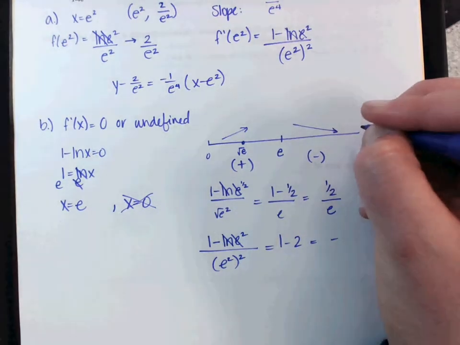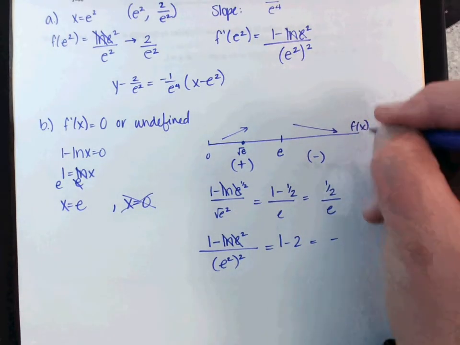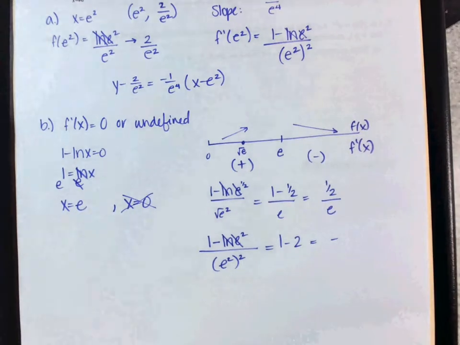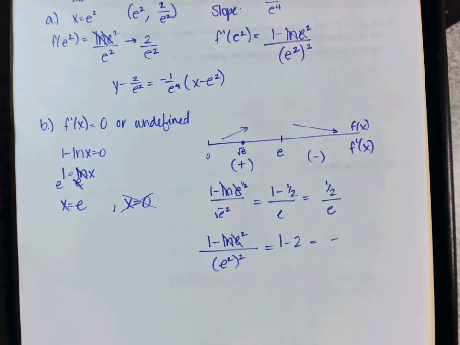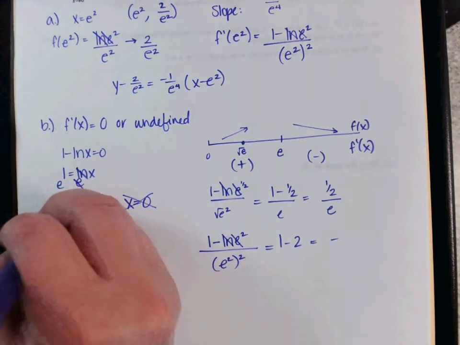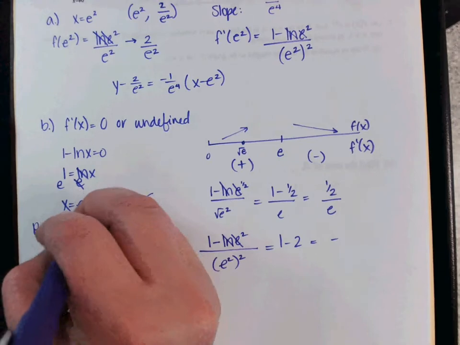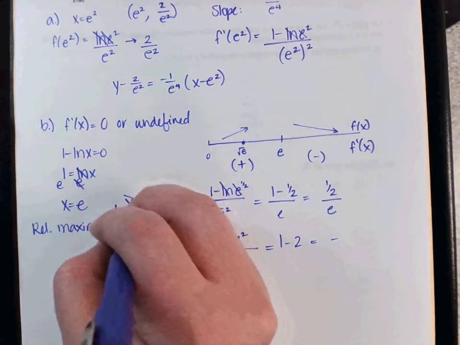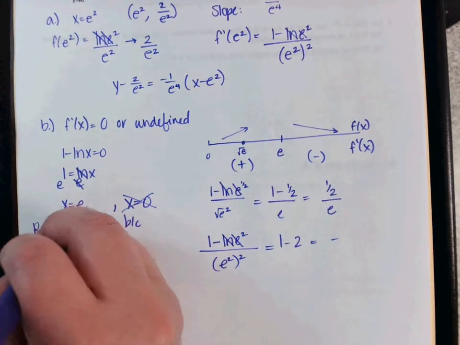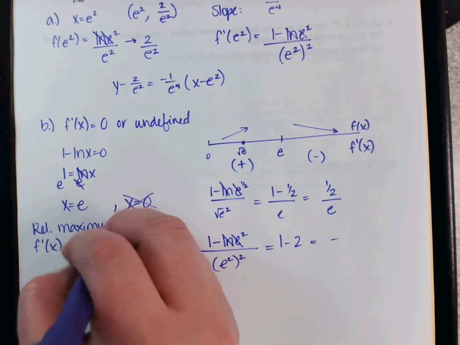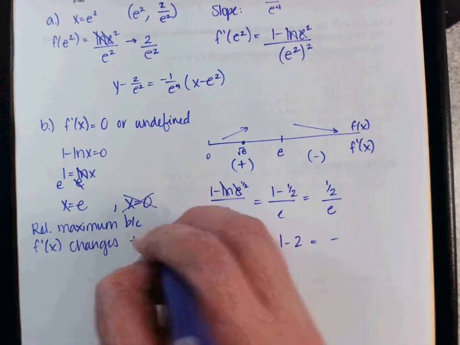Okay, so on top I would label this f of x. On bottom I would label this f prime of x. Now, if it says to justify, which it does, then remember you would have to state this is a relative maximum because f prime changes from plus to minus.